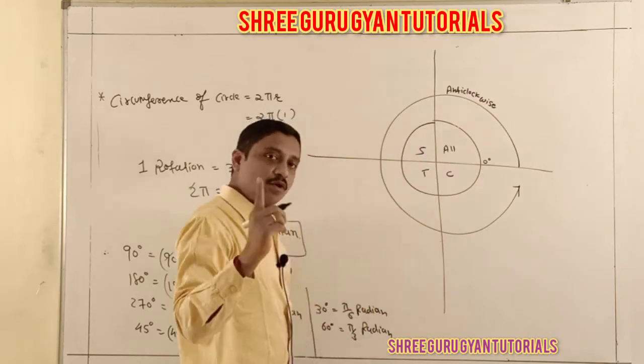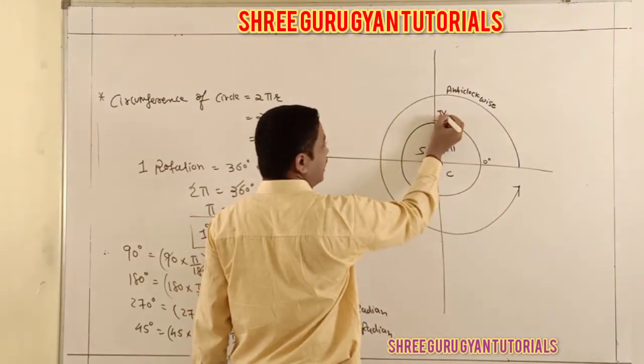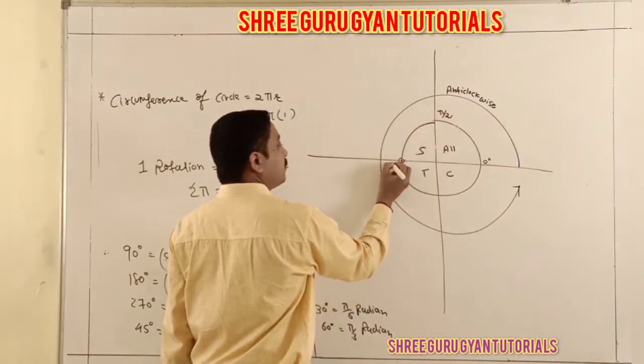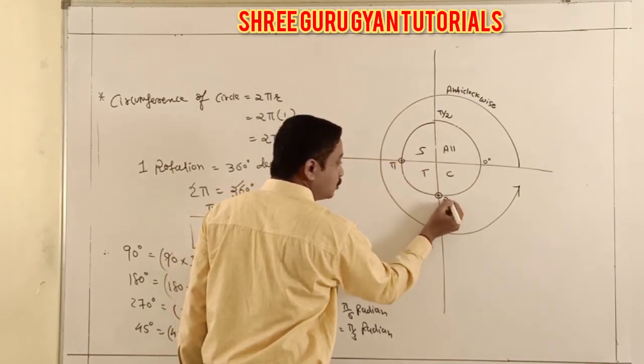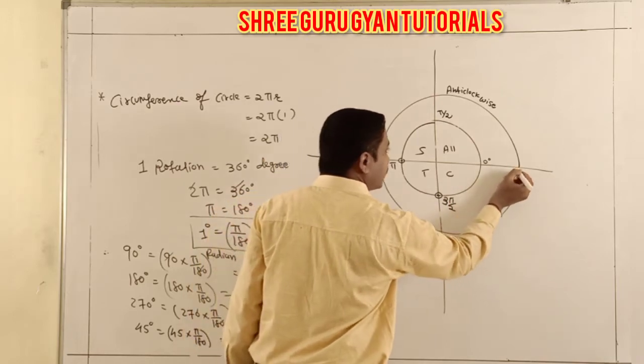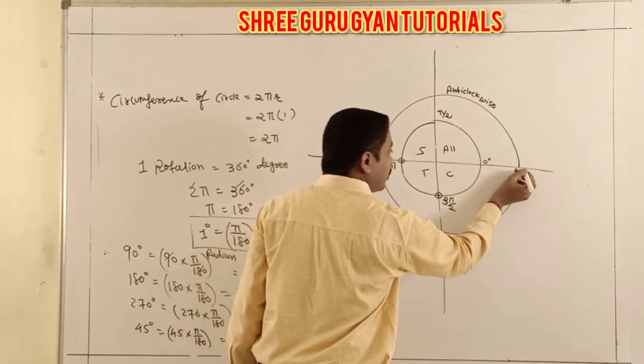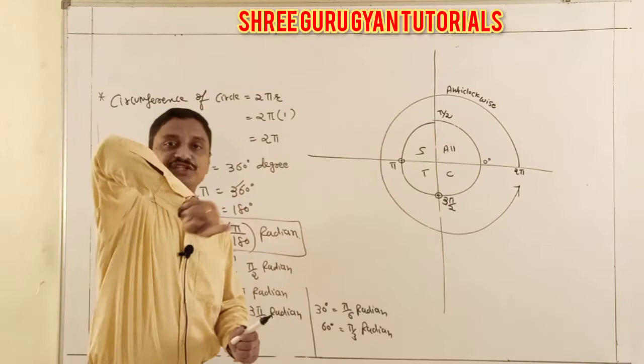After that I will explain clockwise. Here 90 degree, pi by 2. Here 180 degree, pi. 270 degree, 3 pi by 2. And one rotation is over. Here how many? It is 2 pi. One rotation finishes there.